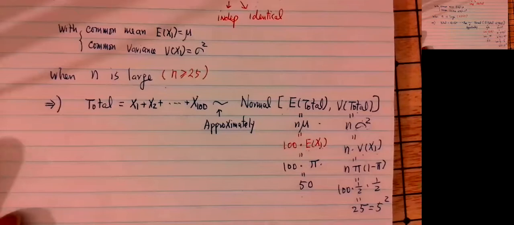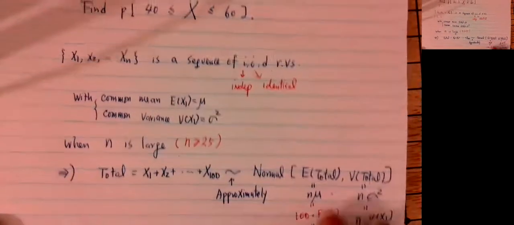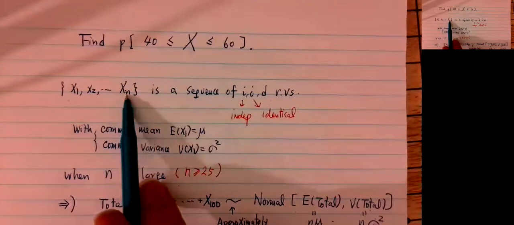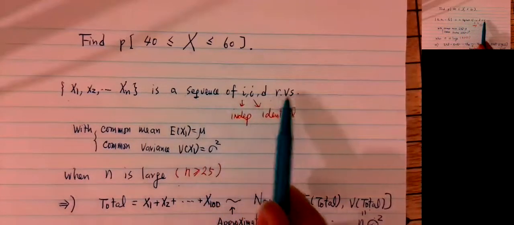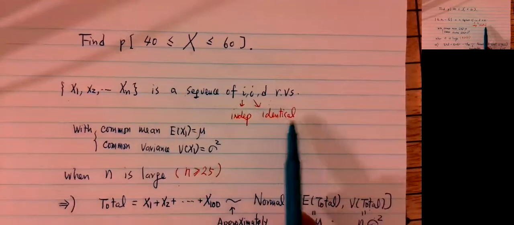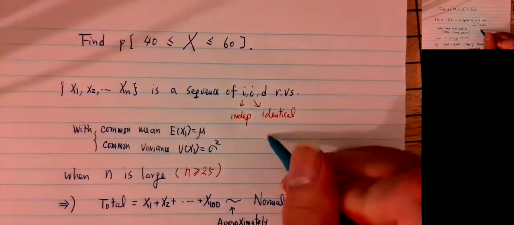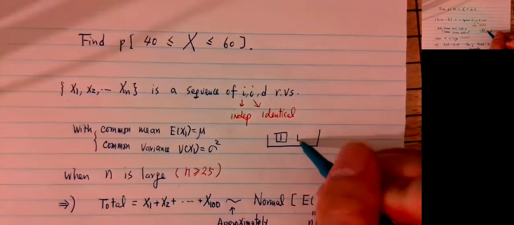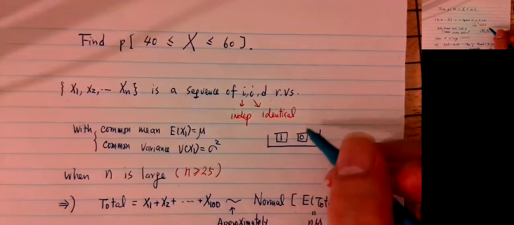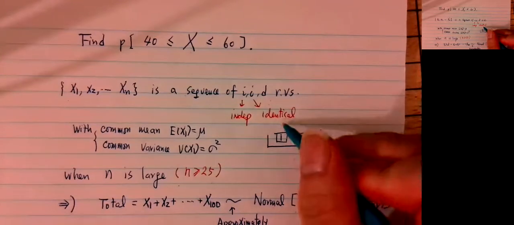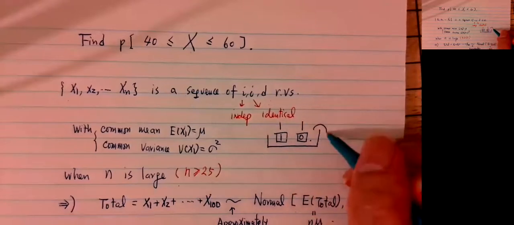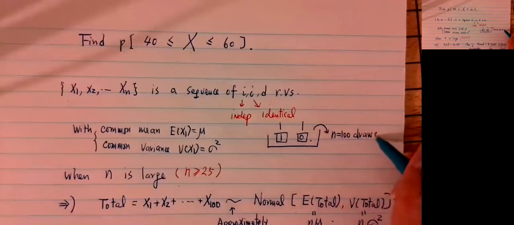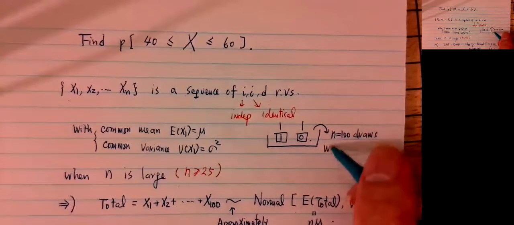So in this case, look at here. X1 up to Xn is a sequence of IID random variables, independent and identically distributed random variables. It's very easy for you to figure out if you use a box model. 1 and 0, okay? Fair coin means 1, 1. And you make 100 draws from the box, okay? With replacement.